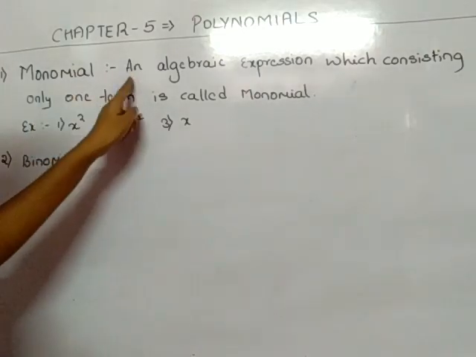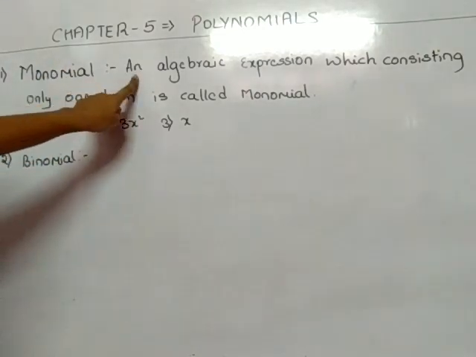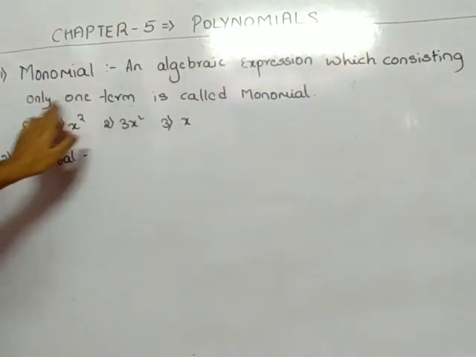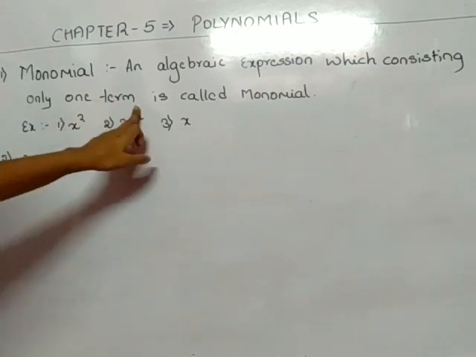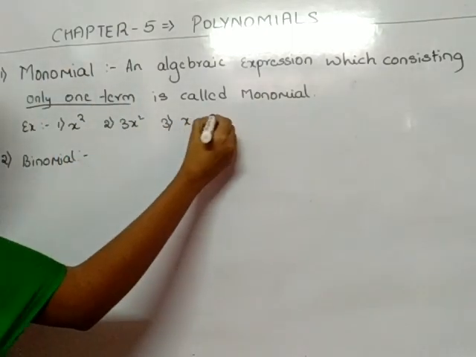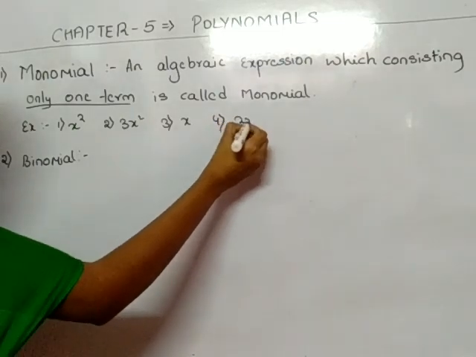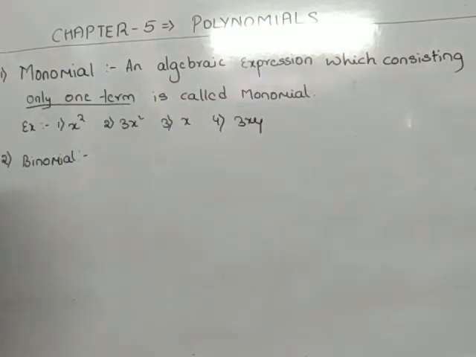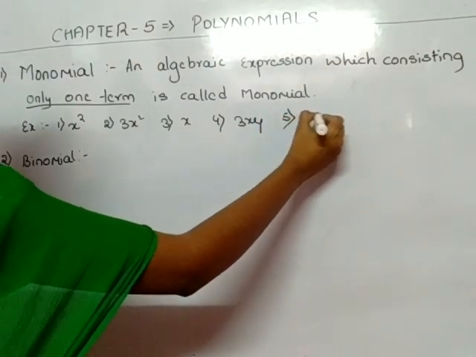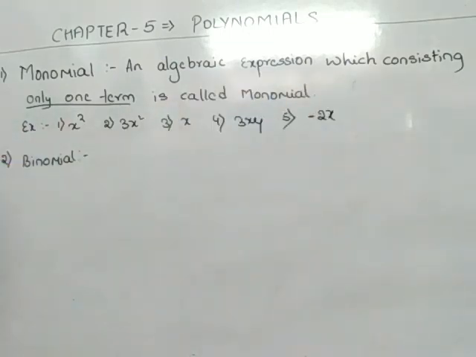So we'll write the definition for the monomial here. Okay, here I have written the definition for the monomial. It is an algebraic expression. You can see that an algebraic expression consisting of only one term is called what? A monomial here. Only one term, right? We'll see some more examples for the monomials here. Fourth one, even 3xy. It is also what? A monomial. And fifth one, we'll take minus 2x, which contains only one term. Yes? So these are the examples for the monomials.